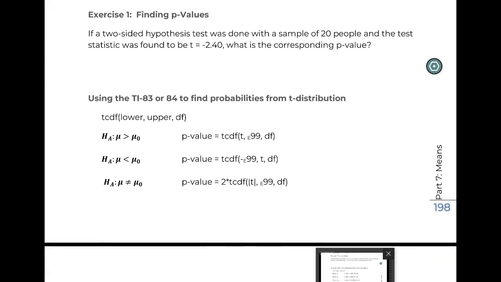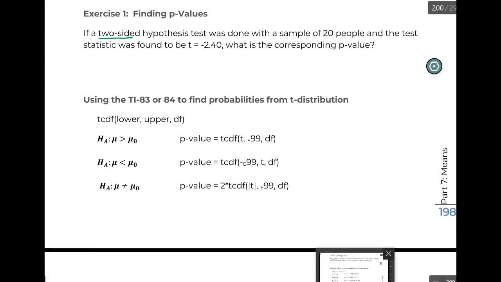If a 2-sided hypothesis test, which we know means that we need to multiply our p-value by 2, was done for a sample of 20 people and a test statistic was found to be t equal to negative 2.40, what is the corresponding p-value? Just like we did in class last week, we could draw a picture. We know that the t-distribution, just like our z-distribution, our standard normal distribution, is centered at 0. And in this case, we got out a negative 2.4.